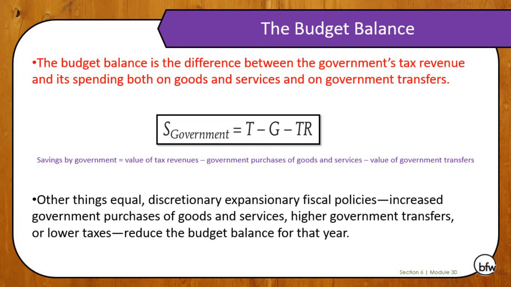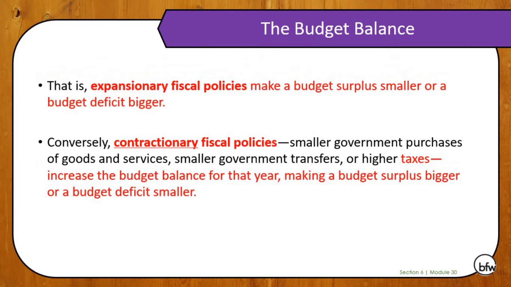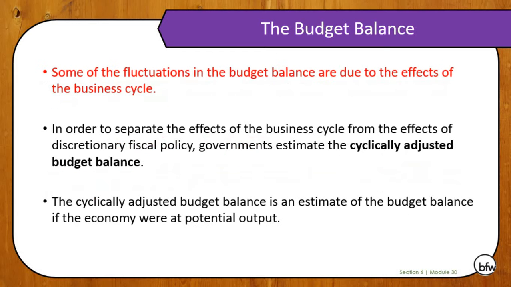Other things equal, discretionary expansionary fiscal policies reduce the budget balance for that year, and contractionary policies do the opposite. So expansionary fiscal policies make a budget surplus smaller or a deficit bigger. Contractionary policies increase the budget balance for that year, making a budget surplus bigger or a budget deficit smaller.